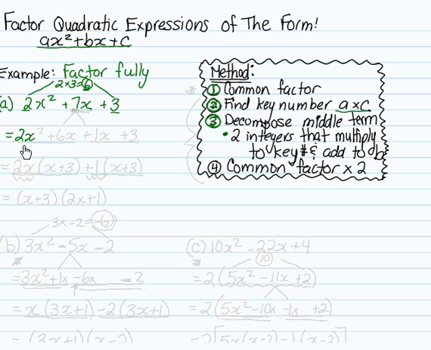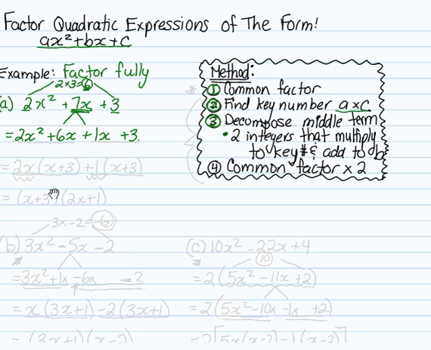So we leave our first term the way it was at 2x squared, and we also leave the last term. Now we need to decompose this 7x into two numbers that add to give 7x and multiply to give our key number. These numbers are 6x and 1x.